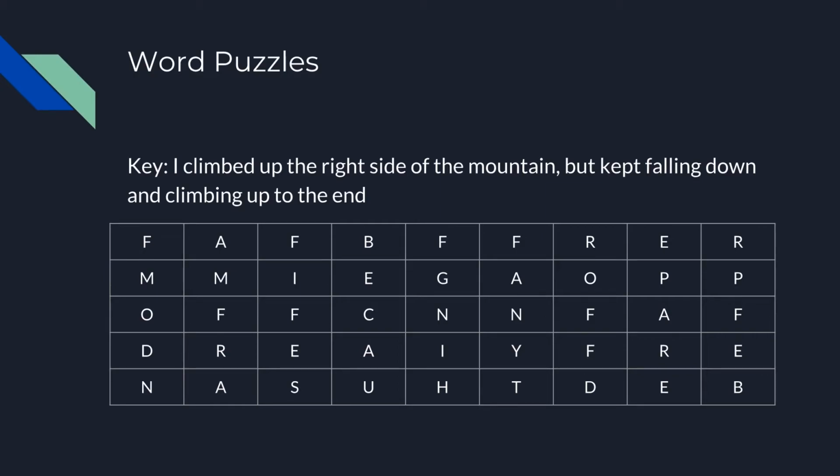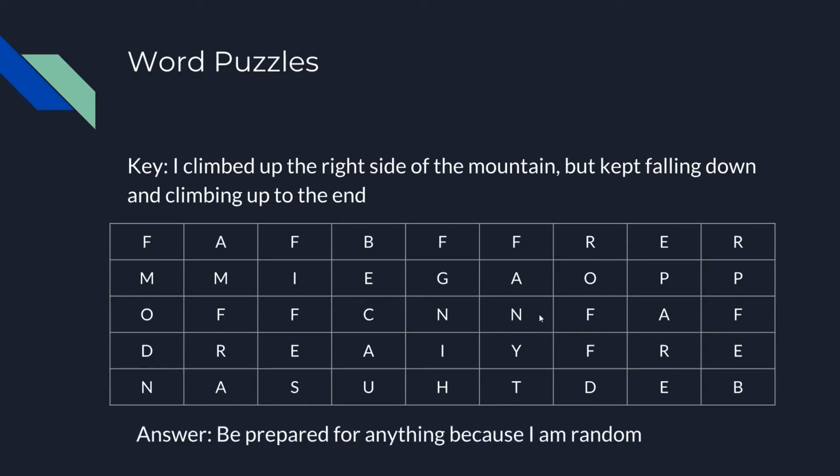And the answer to the problem is be prepared for anything because I am random. So the way I do it is I use this key right here. I climbed up the right side of the mountain, so I want you to use the right side of the code first. I said I climbed up, so I'll start here from the bottom and I'll move up. So moving up, B, E, so that's my first word.